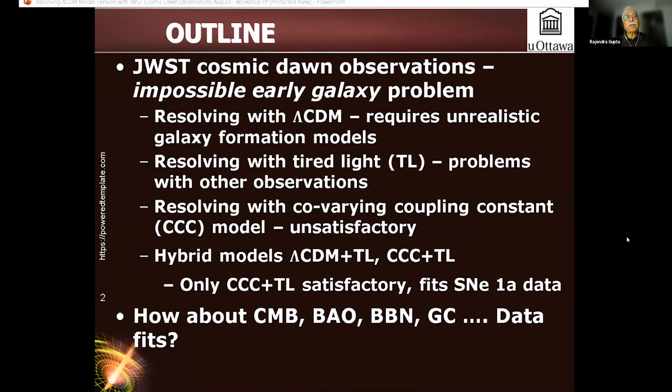But the hybrid models I consider are the lambda CDM plus the twilight model, and the covariant coupling constant model plus the twilight. And we find that only the covariant coupling constant and the twilight combination is satisfactory. Not only that, it fits the supernova 1A data as well as the standard lambda CDM model. And then, does it really fit the CMB, BAO, BBN, globular cluster data and all that? Actually, that has to be done. I have done some work on BAO at this point, which I will present, but other things are yet to be done.